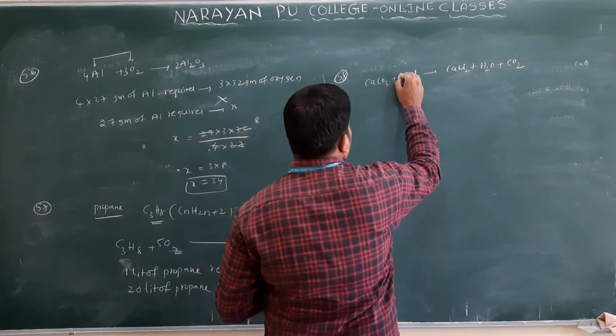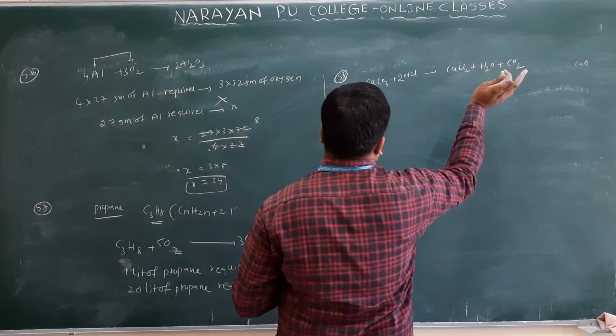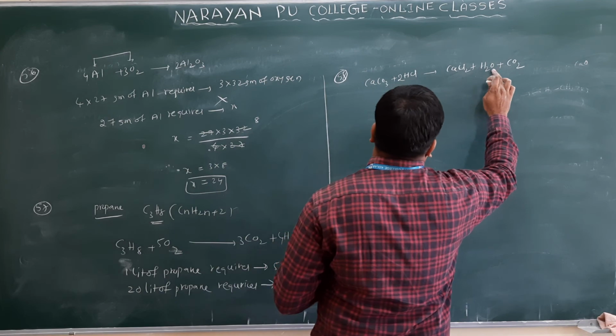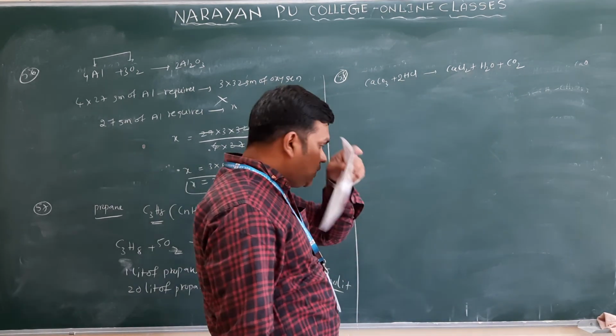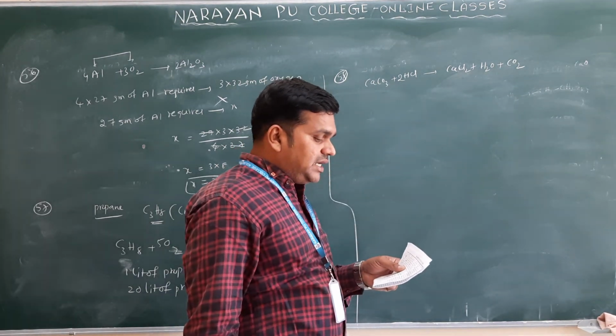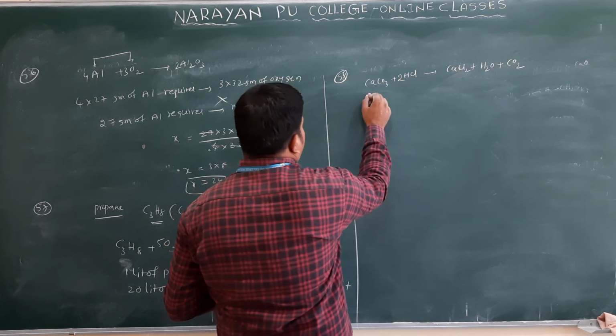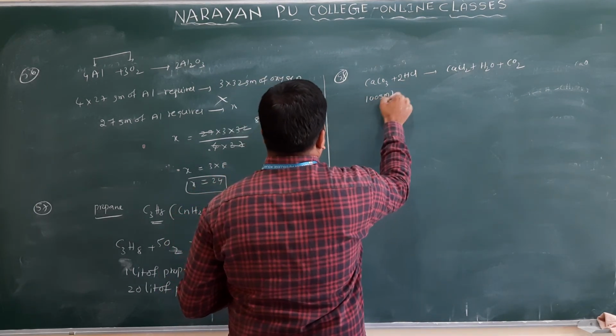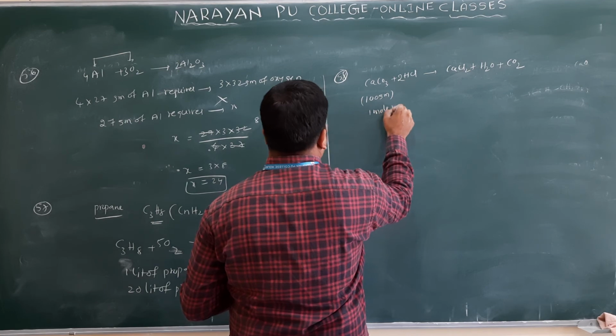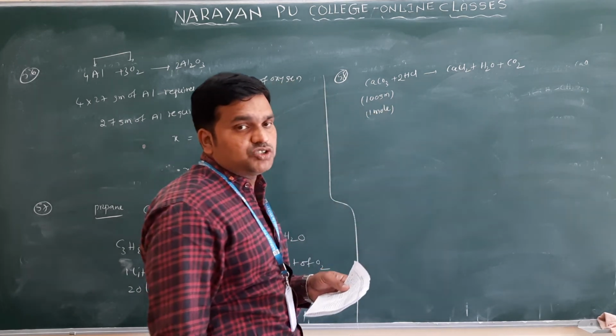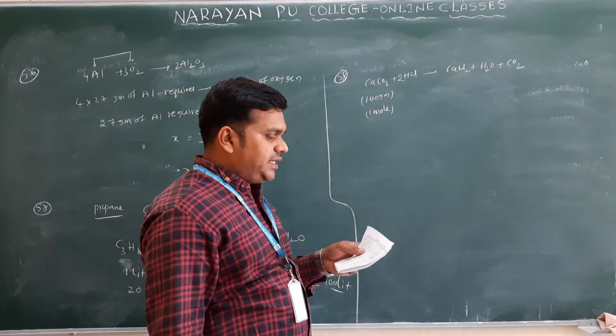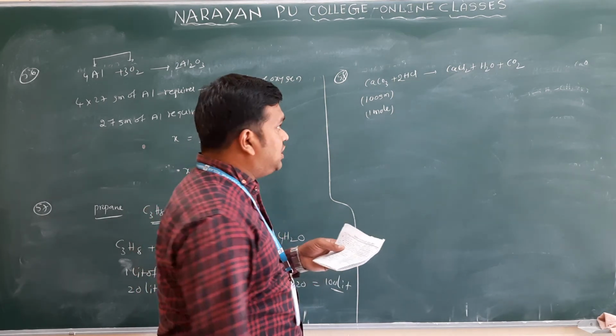How many chlorines are there? 2 only. 2 hydrogens, 2 hydrogens. 3 oxygens are there, here 2 plus 1. The equation is balanced now. Now the question is 100 grams of CaCO3 is given here. Can I write 100 grams means 1 mole? Because 1 mole of CaCO3 weighs 100 grams only. Okay. Treated with 1 liter of 1 normal HCl.